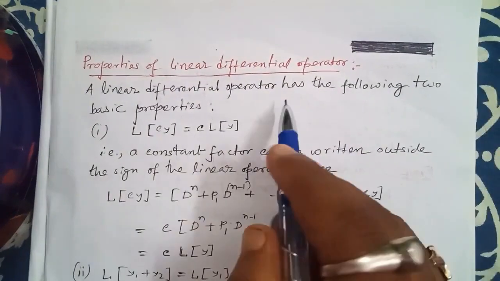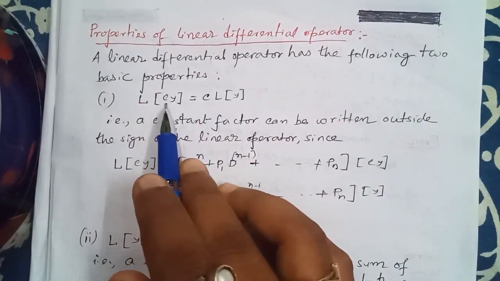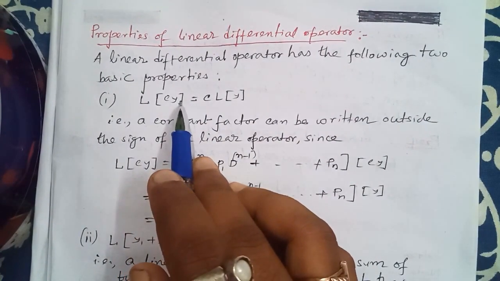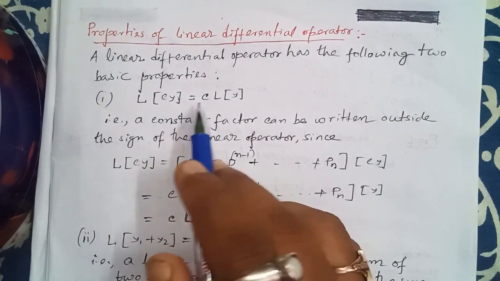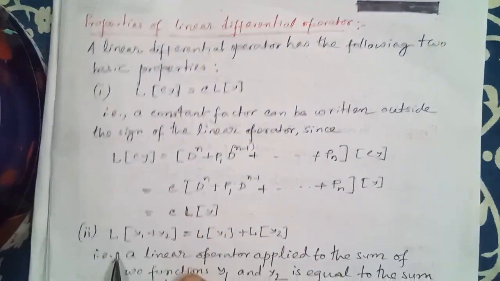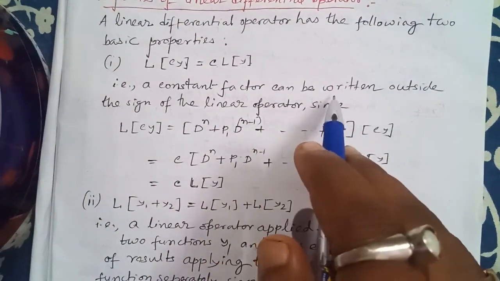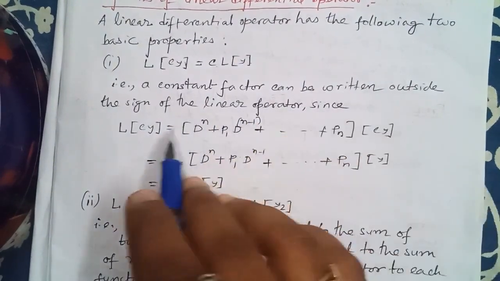Now we'll look at the properties of the linear differential operator, the L operator that we wrote. A linear differential operator has the following two basic properties. One, L of Cy is equal to C times L of y. These are the properties that a linear transform has, so there are two properties of that type here as well. That is, if we multiply by a constant, the constant factor can be written outside the sign of the linear operator.